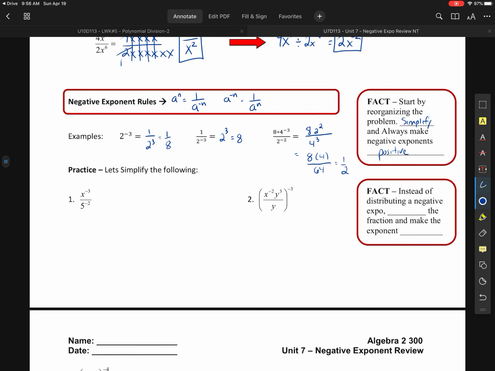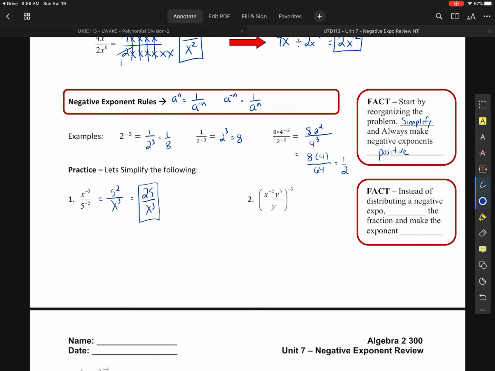So if we look at some practice problems, right, I start this problem off. I'm just going to move the negative down from x to make it x to the third. I move the 5 up, 25 over x cubed.